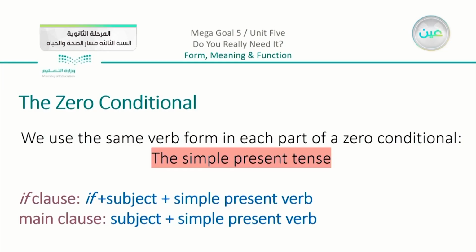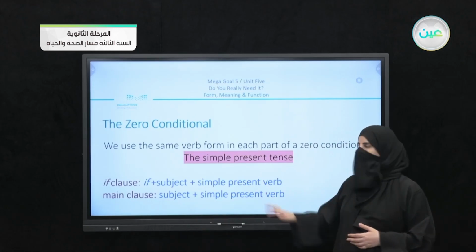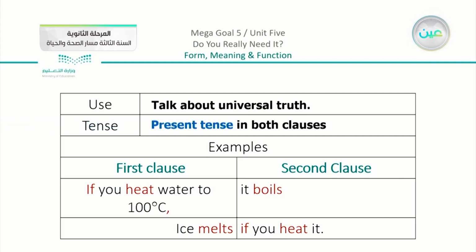we use the same verb form in each part of a zero conditional. We use the simple present tense, which means we have two clauses, the if clause and also the main clause. The if clause is used with the subject and the simple present verb. The main clause is also used with the subject and the simple present verb. So just to make it very clear, we are talking about universal truths or facts in general. We are using the present tense in both clauses, both parts.